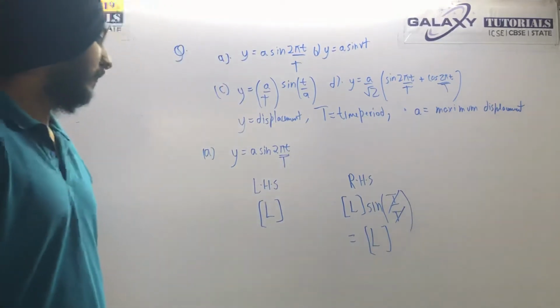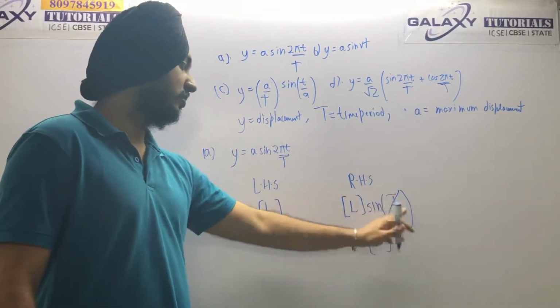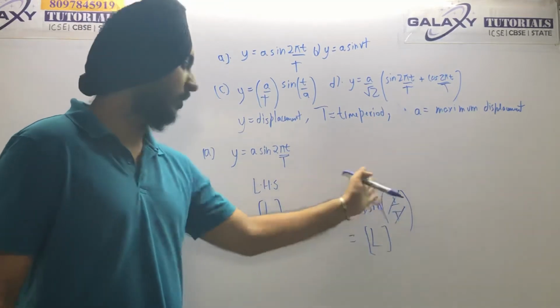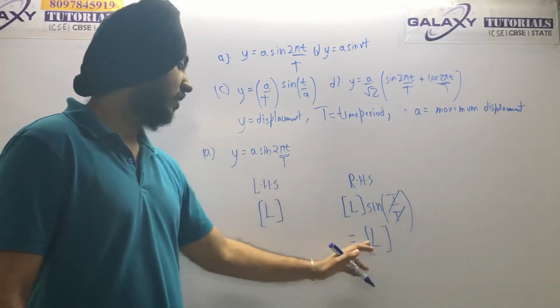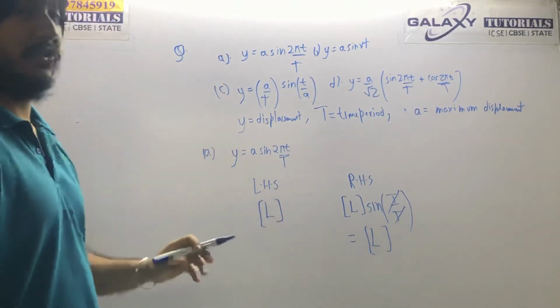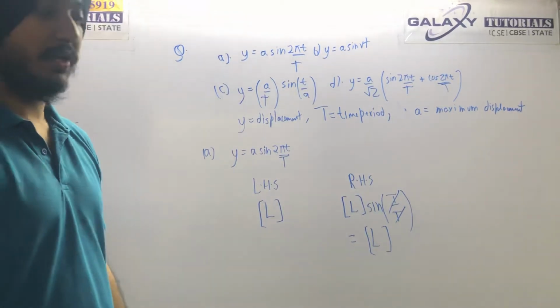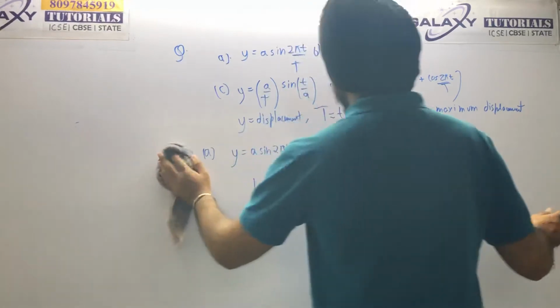So what will be the answer? Because this is t upon T, they cancel, so there is no unit after the sine. The only unit in this expression is L. So LHS is equal to RHS, and this relation is dimensionally correct. Okay, now let us go to the next part.